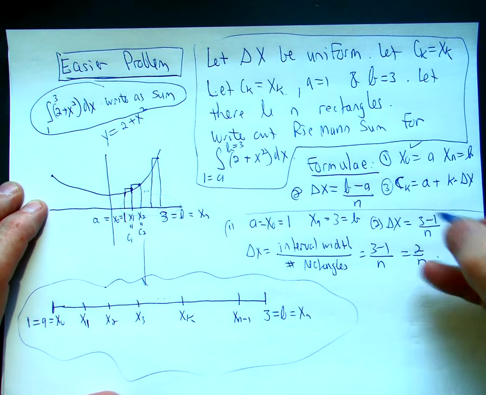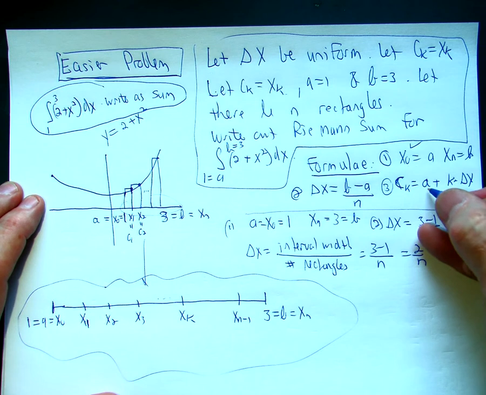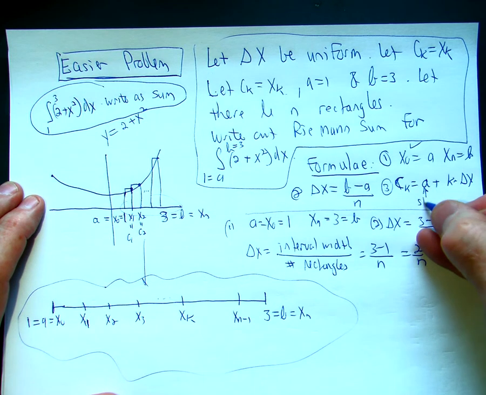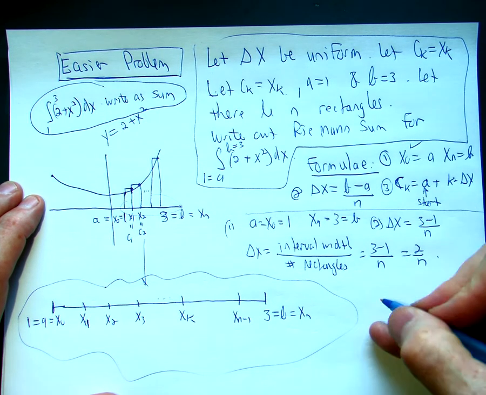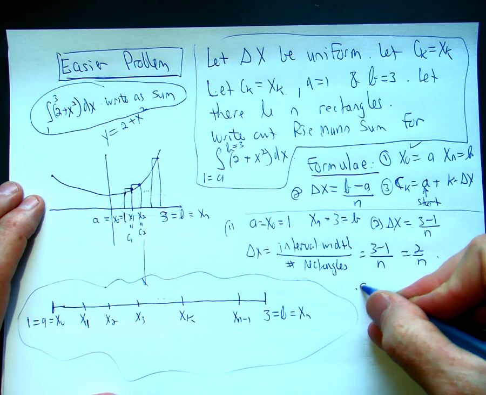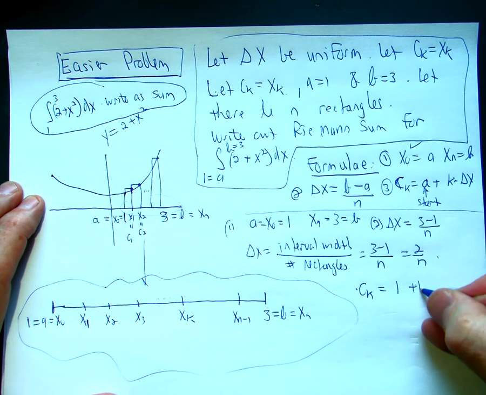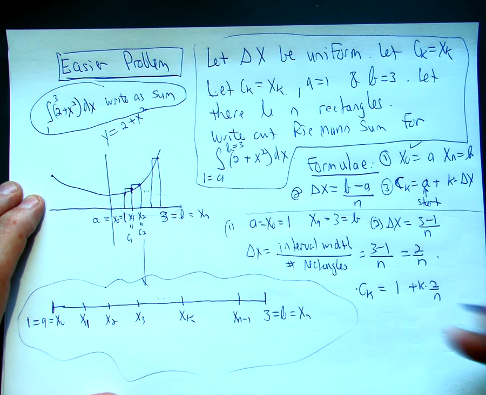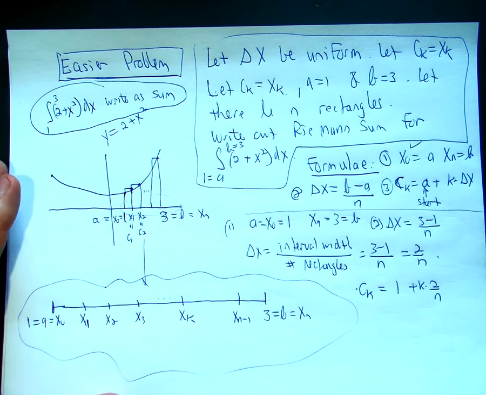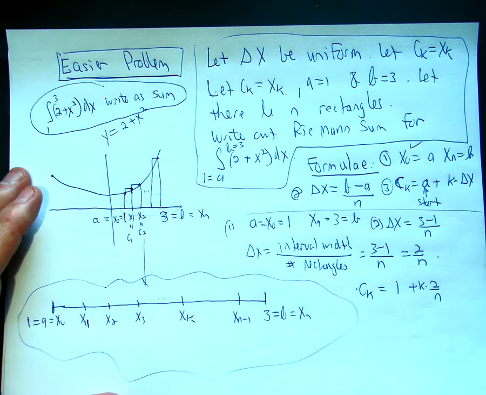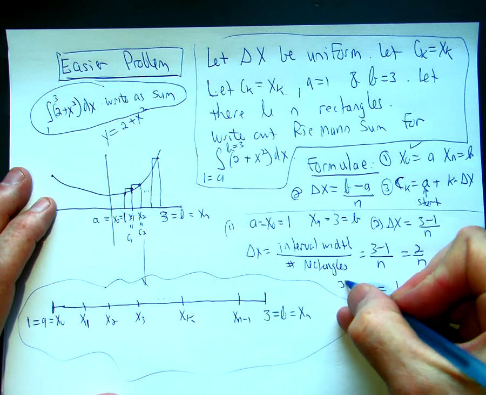Now I'm just going to use this formula here. Now a is always the start. That's always where we start the integral. And so what I'm saying here is that our ck is going to be 1, because that's where we start, plus k times 2 over n. That's going to be my ck. And what I want to do is convince you why this formula works. So that's the next step.